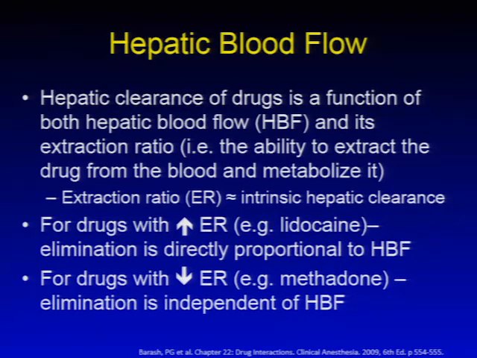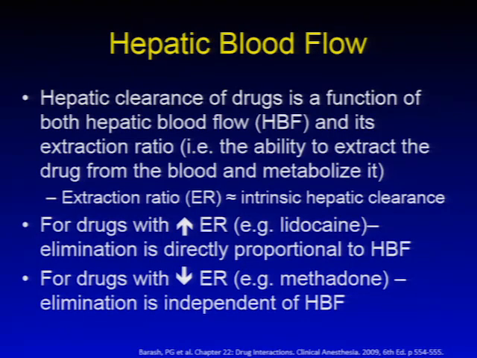Other ways that drugs can interact is by their effects on hepatic blood flow. Now, the hepatic clearance of drugs can be thought of as a function of two independent variables, hepatic blood flow and the extraction ratio. This is the ability to extract the drug from the blood and then metabolize it. The extraction ratio can be thought of as the intrinsic hepatic clearance.